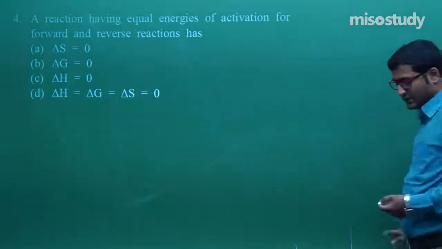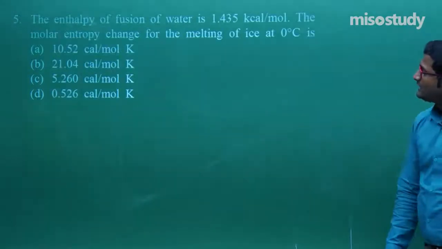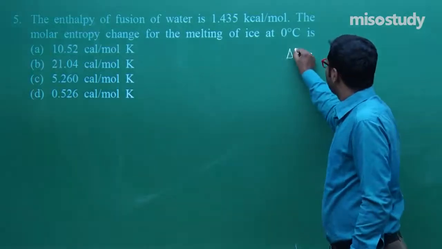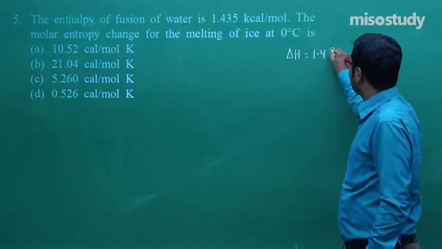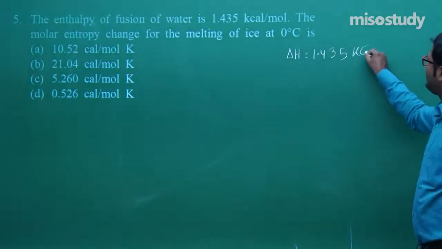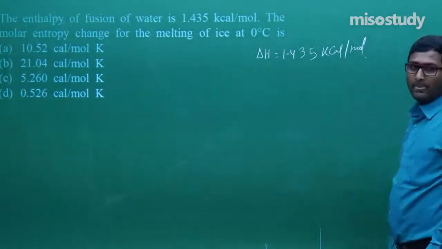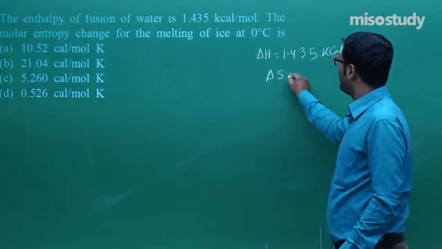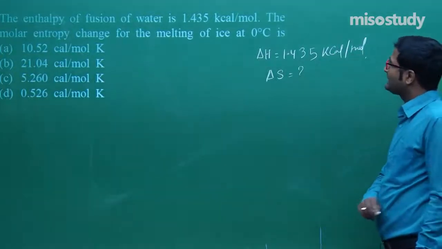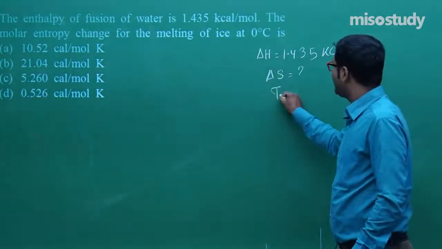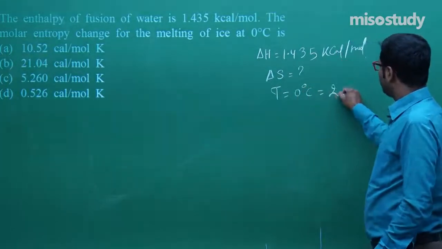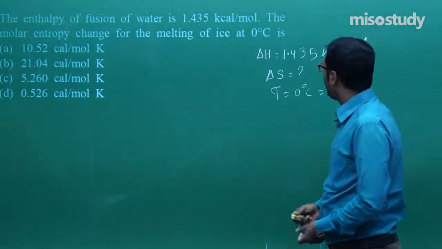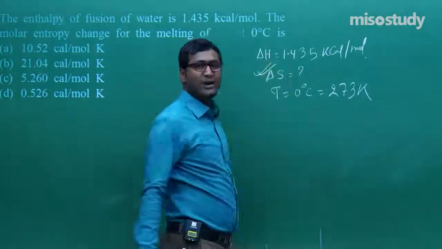Now the next question is, check it out. The enthalpy of fusion of water is given here, delta H is equal to 1.435 kilocalorie per mole. Now we have to find the molar entropy change, the value of delta S for the melting of ice. T here is given as 0 degree, and convert it into Kelvin, which is the standard unit. T is equal to 273 Kelvin. Look at it, friend, we have to find delta S.